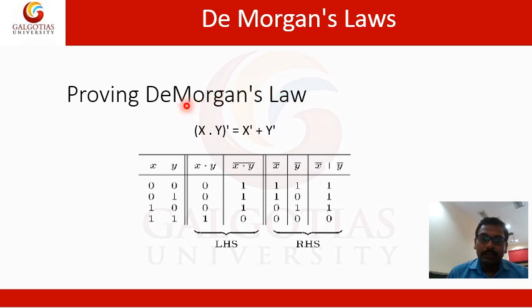So we can write this in terms of a formula that is called De Morgan's law: (x dot y) whole bar is equal to x bar plus y bar. Here we have written dash. We can prove De Morgan's law for the second one also by making the truth table like this.